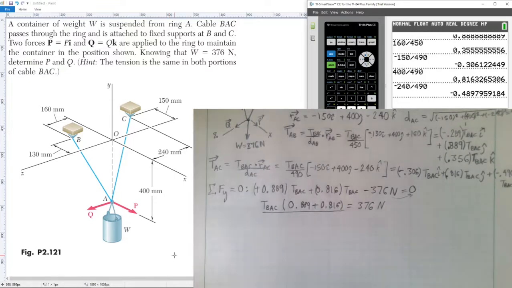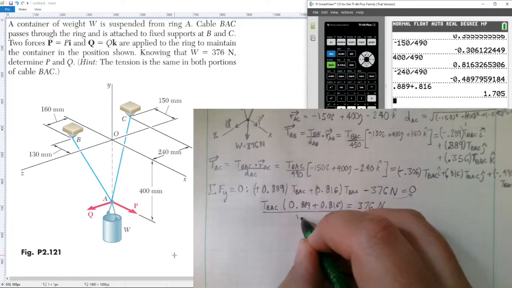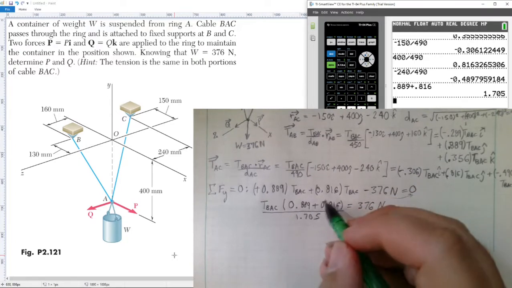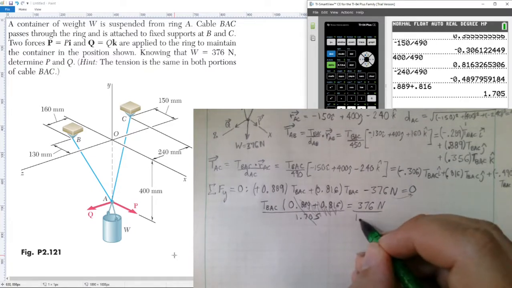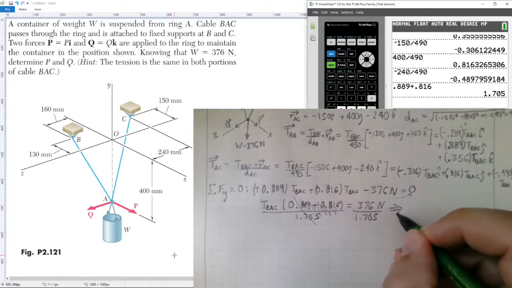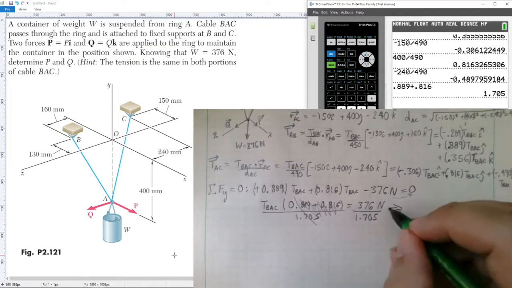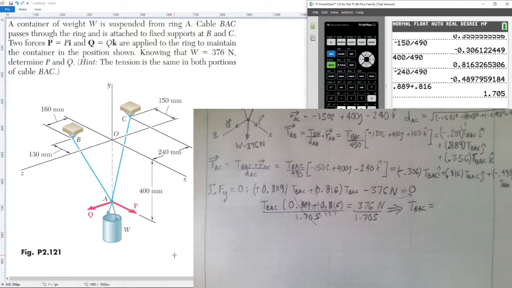We can divide by this value, and we go ahead and calculate what this value is. So let's see, it is 0.889 plus 0.816, which is 1.705, so I can divide by the same thing. This cancels out. And I divide by 1.705. And now this tells me that my tension in cable BAC is going to be equal to this number.